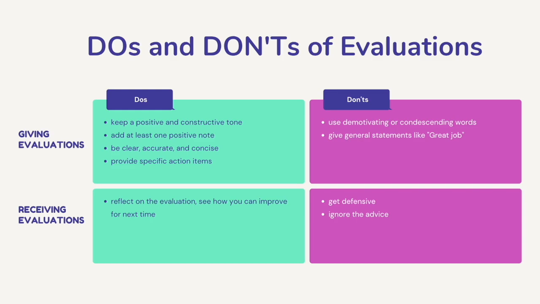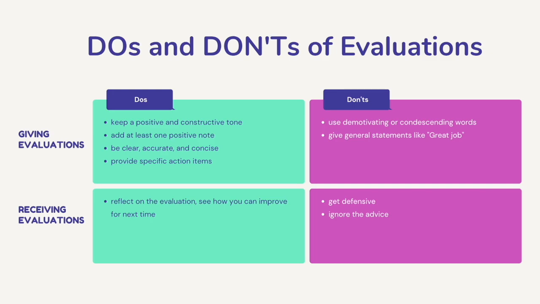Students should also ensure they are being clear, accurate, and concise in their comments. General statements like "good job" are no more helpful than statements that are untrue. By providing specific examples and action steps to take, this will help peers to internalize and reflect on the advice to implement it for future improvement.